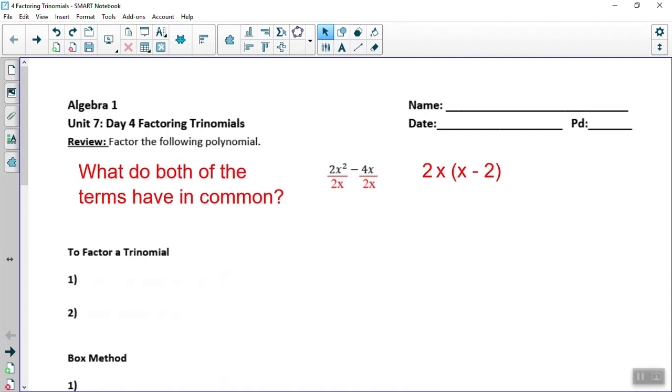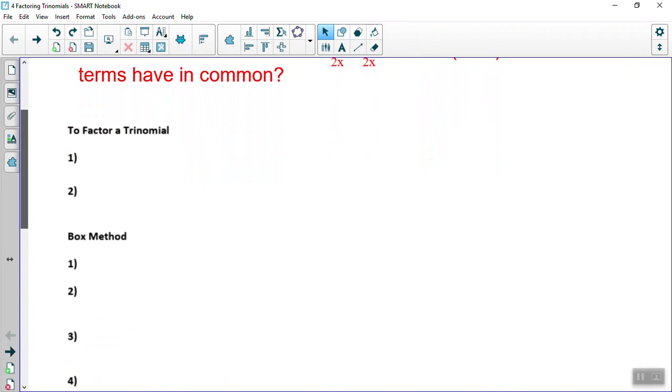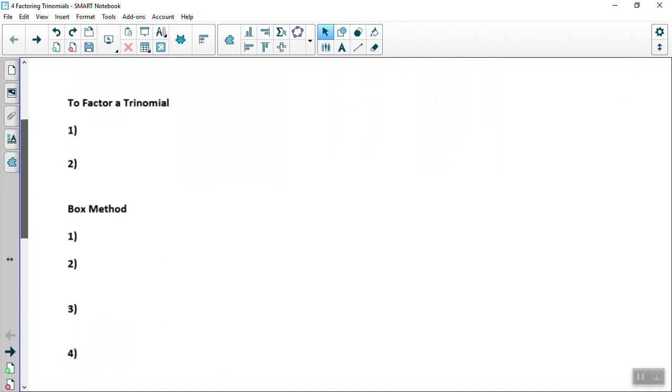So that was just a quick recap of how to factor using the greatest common factor. We're going to utilize this idea some more as we work through our factoring of trinomials and polynomials with 4 or more terms.